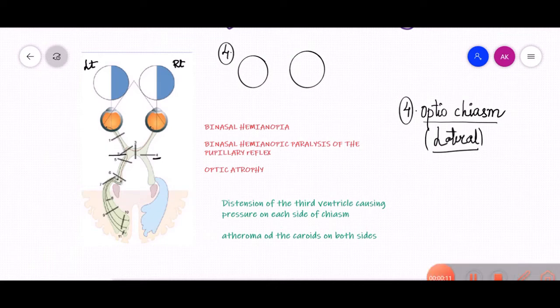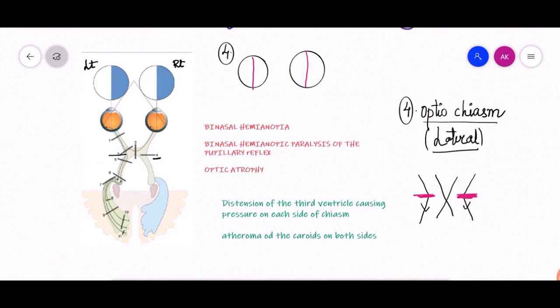Know that the lateral part of the optic chiasm will be carrying the temporal fibers which are not getting crossed, and the central part is carrying the nasal fibers which will get crossed. So since the lateral affection will affect these temporal fibers, the field of vision which will be affected will be nasal. So it will lead to nasal field defects on both the eyes, and because it affects the nasal fields of both the eyes, it is called binasal hemianopia. Along with the binasal hemianopia, we will also have binasal hemianopic paralysis of the pupillary reflex. That means only the nasal part of the pupils will not react, and along with that we will have optic atrophy.